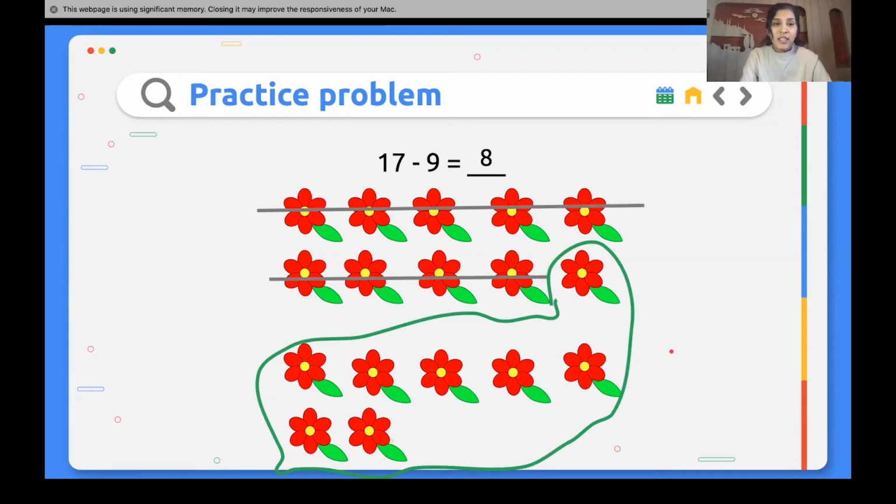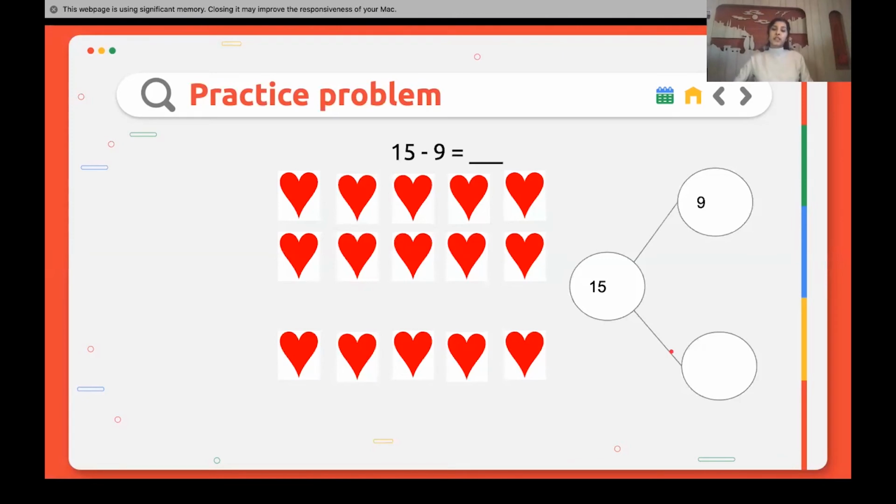Alrighty, let's do another practice problem. So this one, I actually have the number bond on the side. Actually, you can go ahead and try solving the problem. 15 minus 9 equals blank. And then you can try finding the number bonds of 15. So I already have 9, so what's the other bond, the other number? So decompose that 15. Pause to solve the problem and come up with your answers, and hit unpause once you're ready.